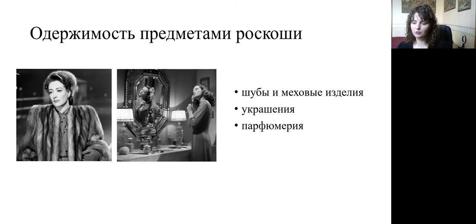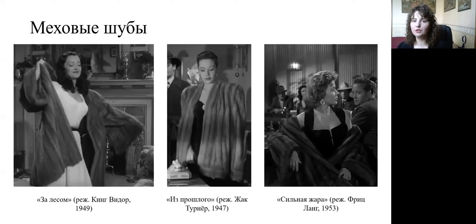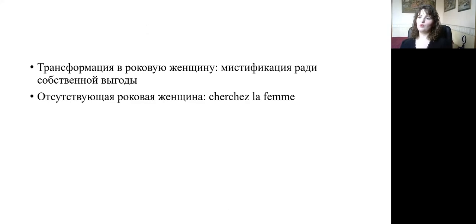They're obsessed with luxury. They're aiming for better lives. Fur coats and furs are one of the key objects, a kind of a trophy. They're aiming for fur coats, and it's part of their good lives. And in most cases, they gave them from lovers, sometimes from their husbands, but this is a constant anyway, which exists in noir images.